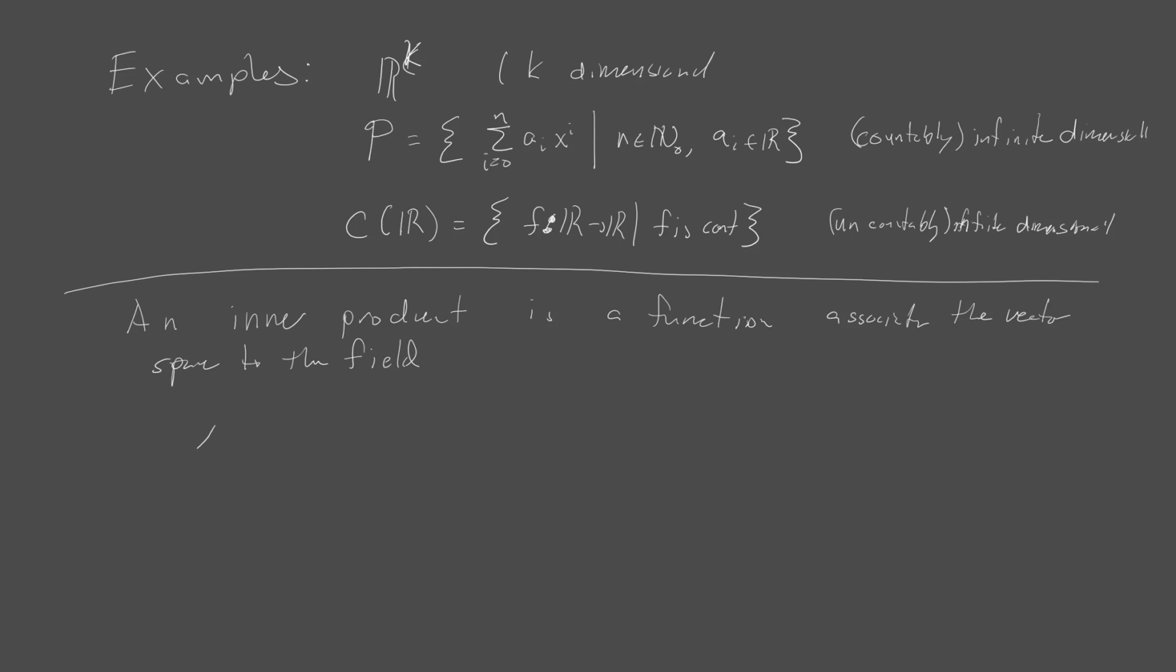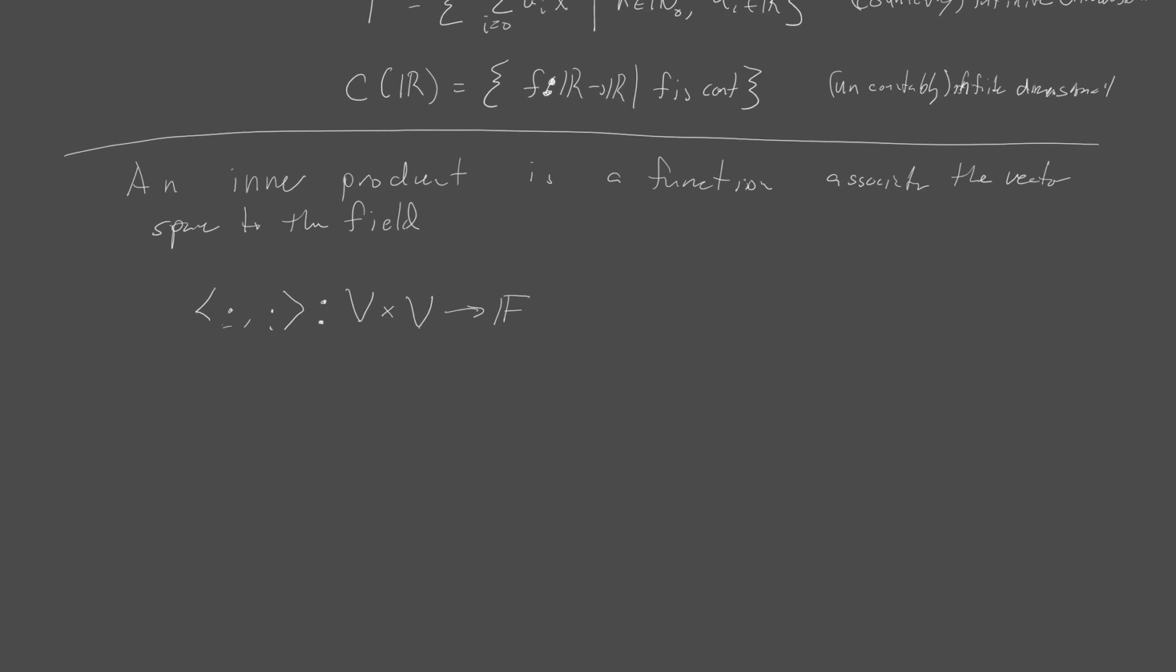And we're going to write this with angle brackets, and I'll put in some dots to represent the inputs, there's a first input and a second input where those dots go. So this is a function that takes a vector space cross itself. So it takes a vector and puts it in the first spot, it takes a vector, it puts it in the second spot, and it outputs an element of the field.